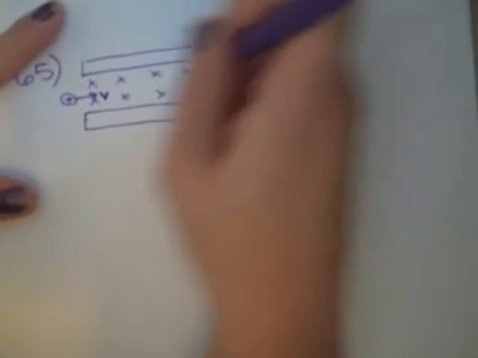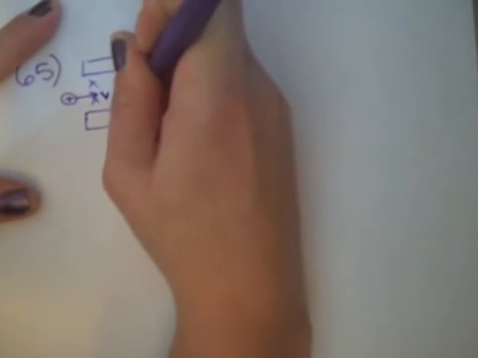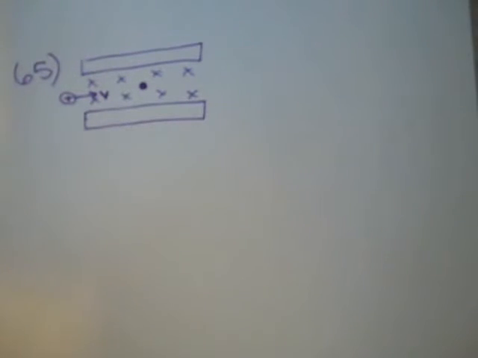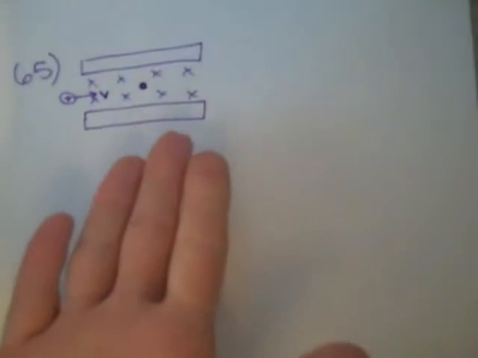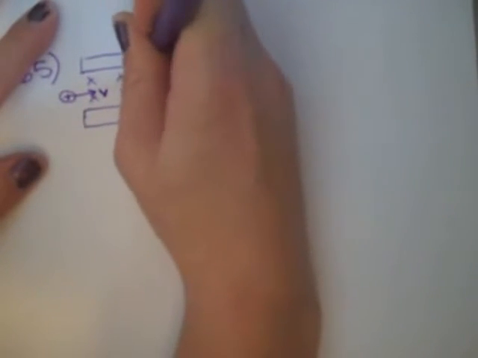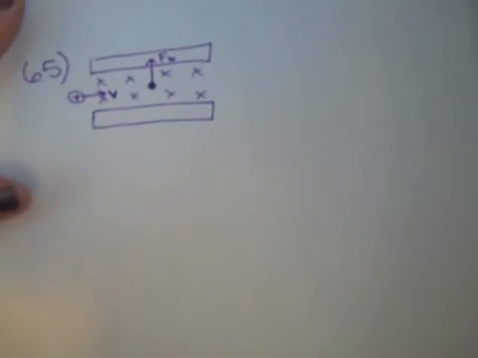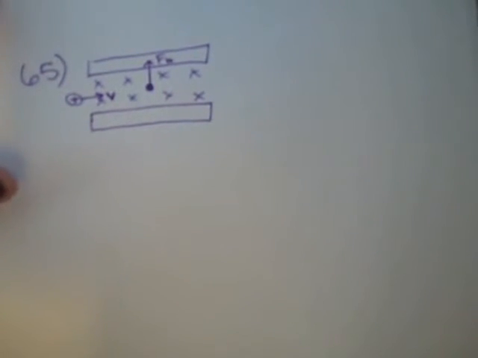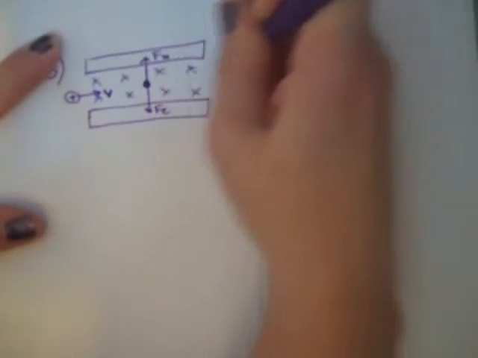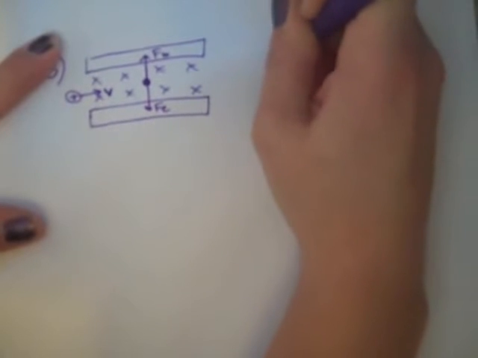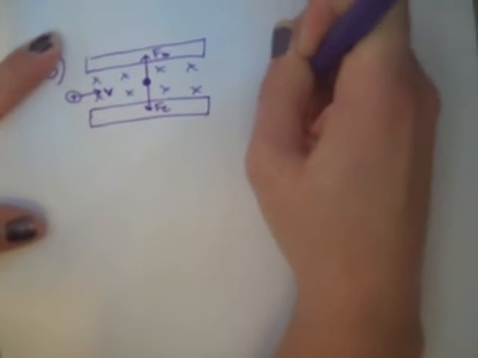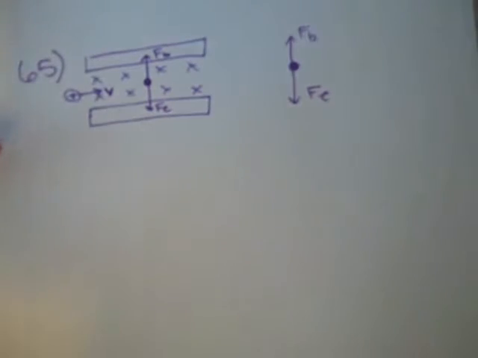So if you think about your little particle when it's in between the plates here, according to your right-hand rule, if your velocity is going to the right and your magnetic field is going into the page, that means that this little particle is going to experience a magnetic force going up. So that is your force from the magnetic field. And if you want it to go straight through, that means it has to be balanced out by an electric force going down. So if you think about your little particle in there, you've got FB going up and you've got FE going down.